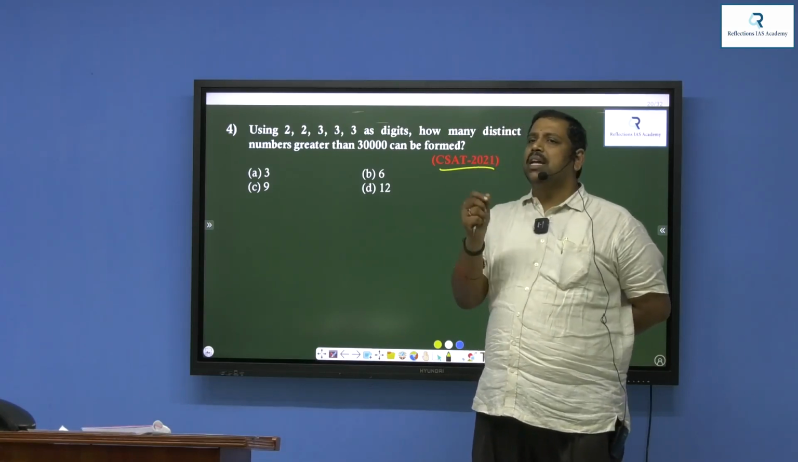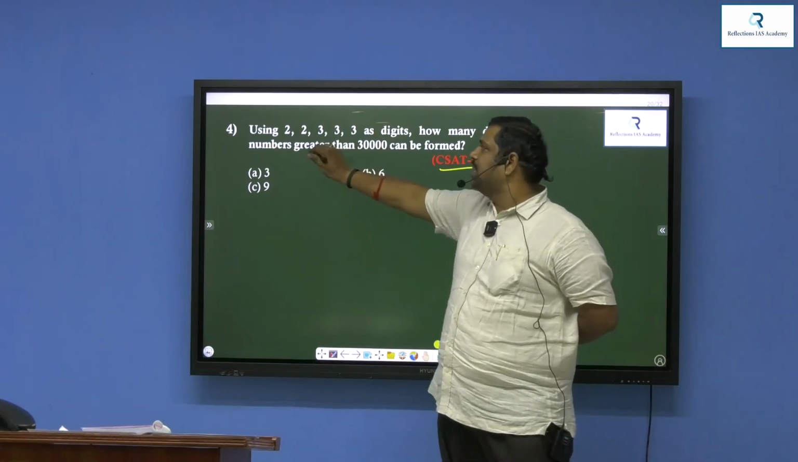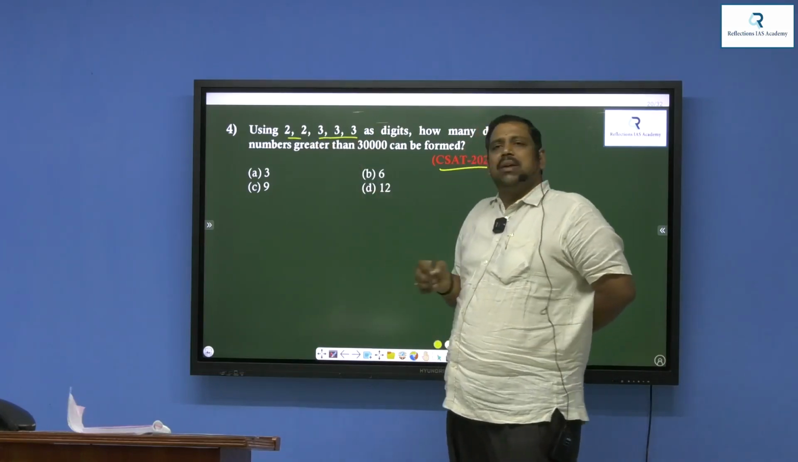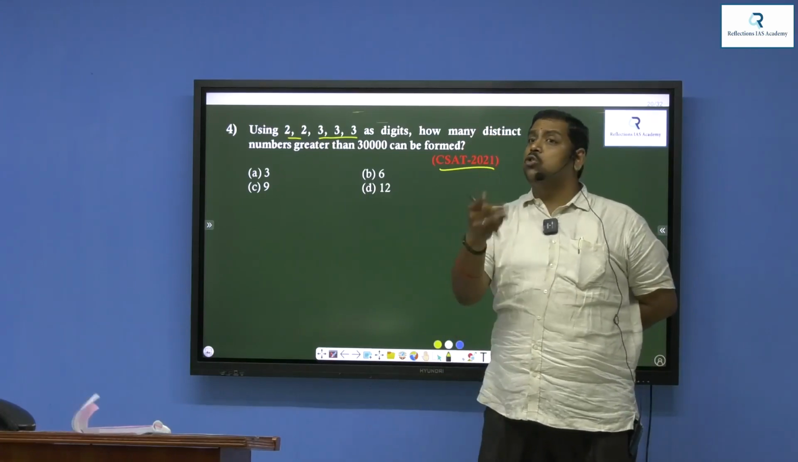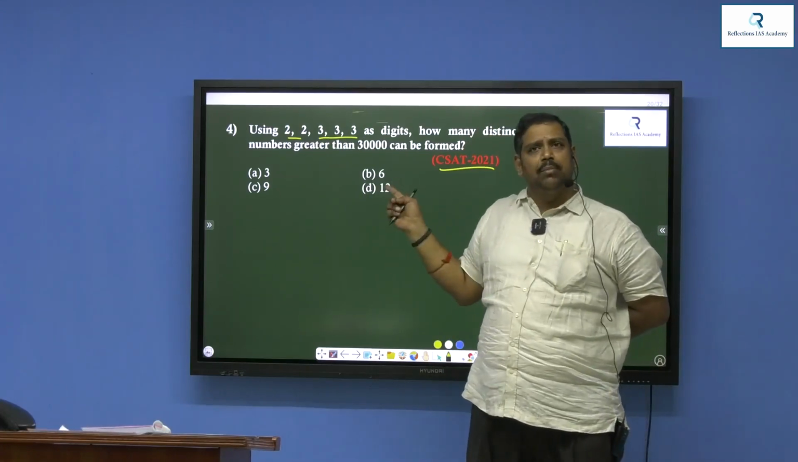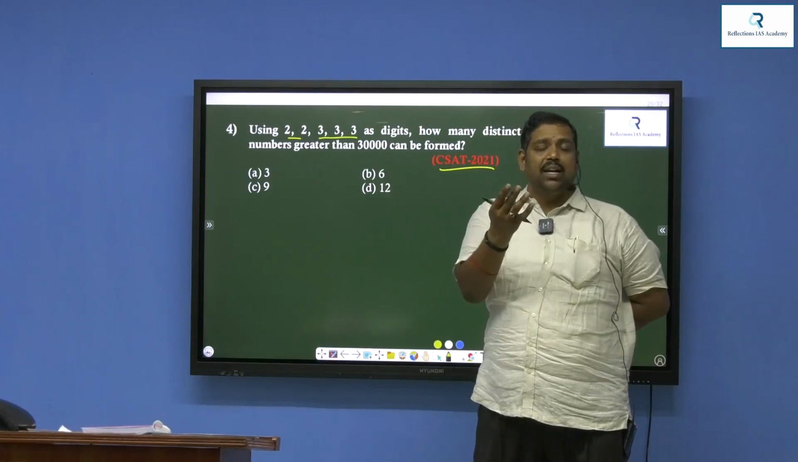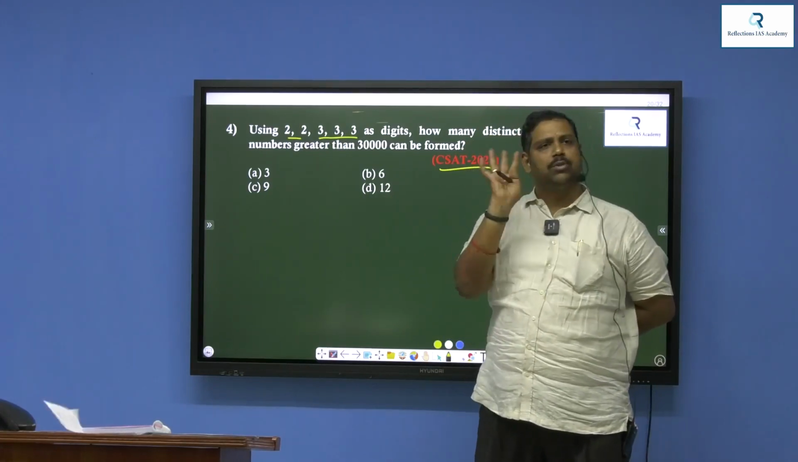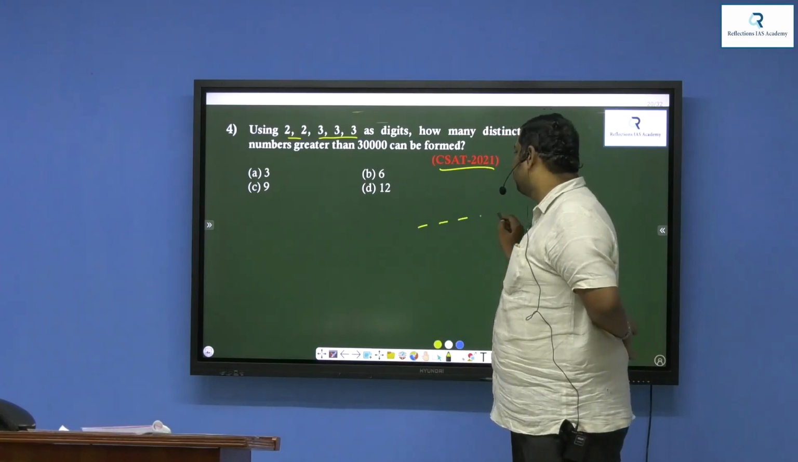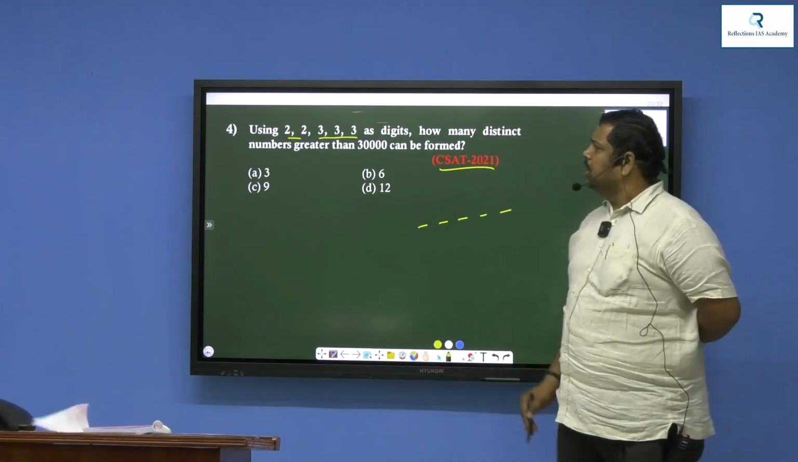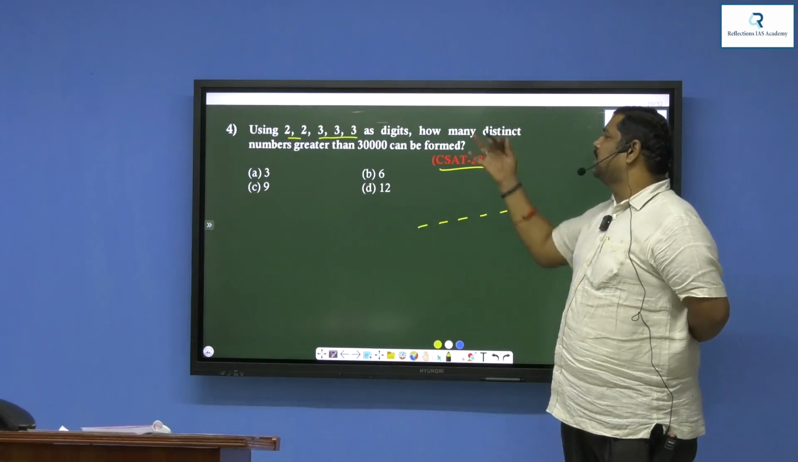Always remember, if he said that some digits are already repeated, that means you have to use only those. More than that, you should not repeat them. If 3 appeared 3 times, you should not make it appear 4 times. Only 3 times you have to use. Got it? Means you have to form a 5-digit number. You need a number greater than 30,000.